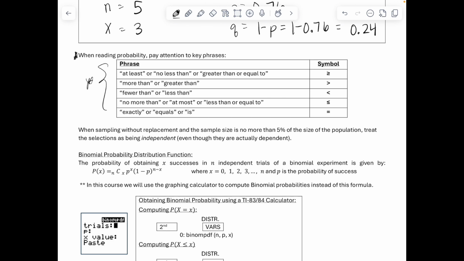Right below that, it says when sampling without replacement and the sample size is no more than 5% of the size of the population, treat the selections as being independent even though they are actually dependent.